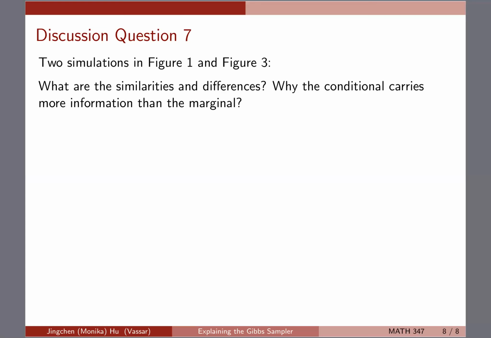Or anyone else, that's fine. So I'm trying to get to the end of this question. Because of figure 1 and figure 3, we see the differences, we see the improvement of using the conditional compared to the marginal.